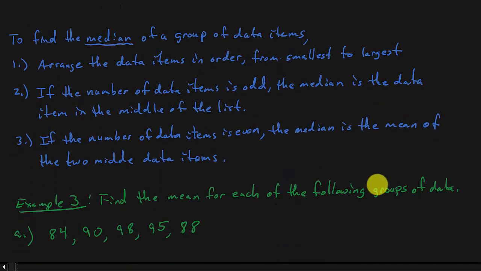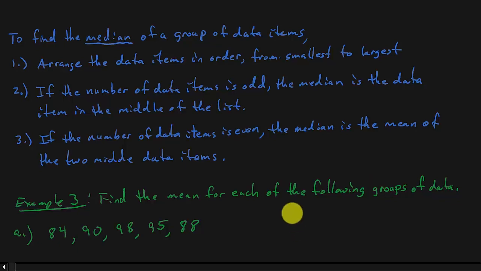All right, so now to find the median of a group of data items, arrange the data items in order, okay? Arrange them in order from smallest to largest. If the number of data items is odd, the median is the data item in the middle of the list. And if the number of data items is even, the median is the mean of the 2 middle data items. All right, so let's look at median.